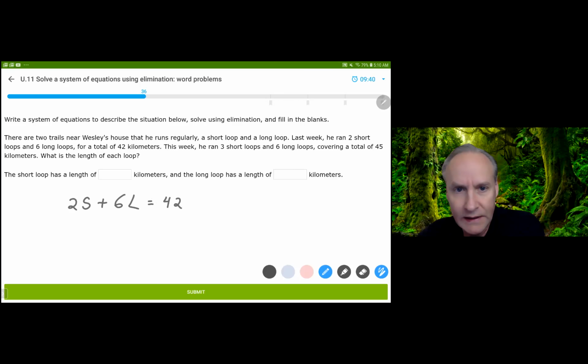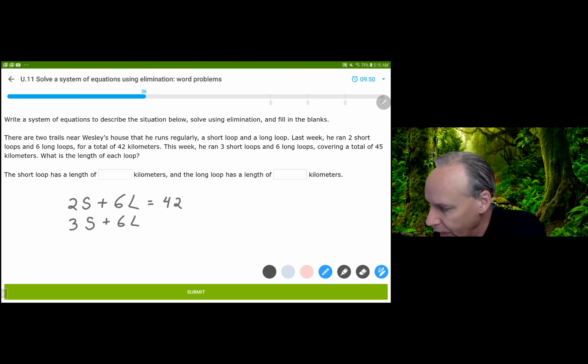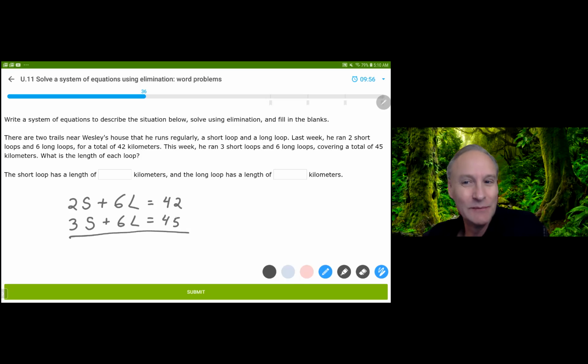Does that make sense? It's better to use something that's identifiable instead of an X and a Y because it's kind of just random. We have 3 short loops and 6 long loops for a total of 45 kilometers. Well, that makes it pretty easy, doesn't it? That first one was really hard compared to this one.